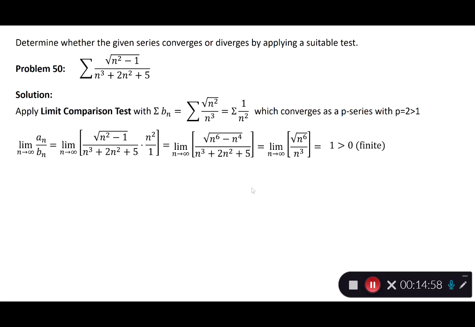So both series converge or both series diverge. And since sigma b sub n converges, our series also converges. End of the story.